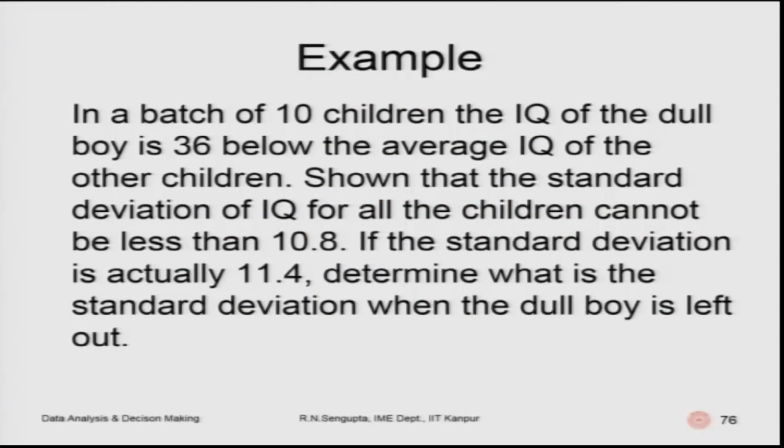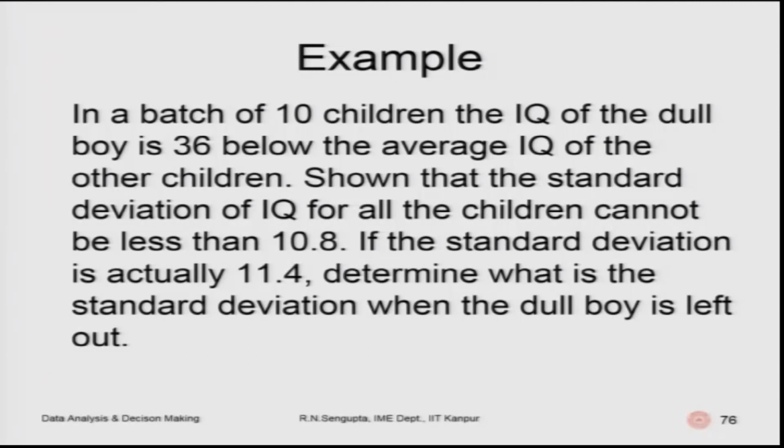In a batch of 10 children, the IQ of the dull student is 36 below the average IQ of the other children. So, this is just a simple problem where you utilize the concept which you have just studied. We are required to show that the standard deviation of IQ for all the children cannot be less than 10.8. So, if the standard deviation is actually 11.4, determine what the standard deviation is when the dull boy is left out. So, now we have 10 children and the IQ of the dull child is 36 below the average IQ of the other children.